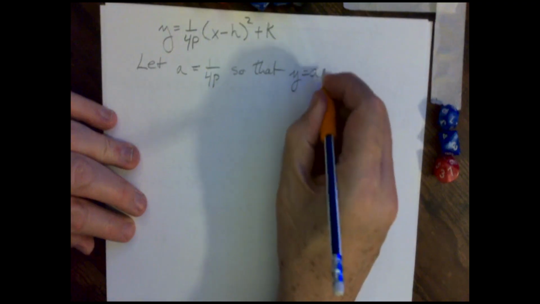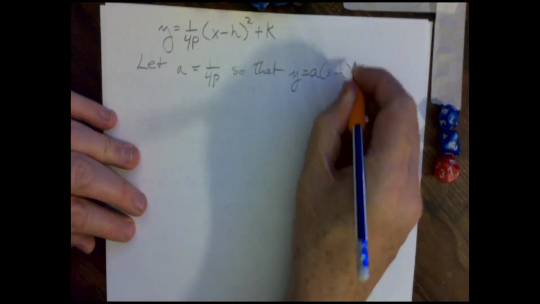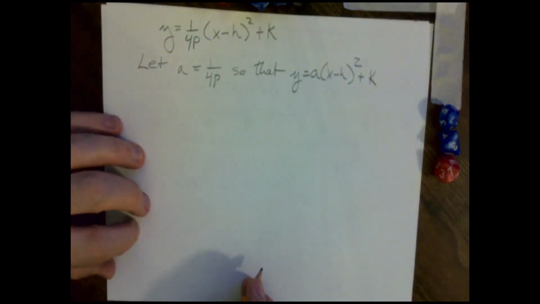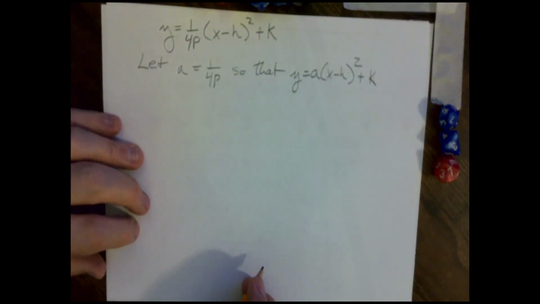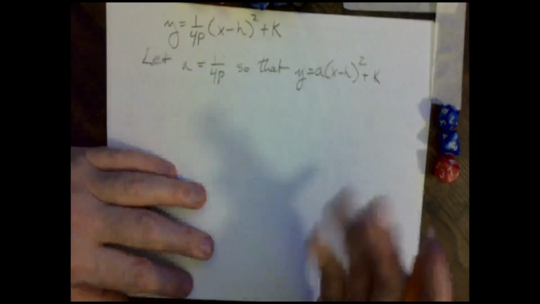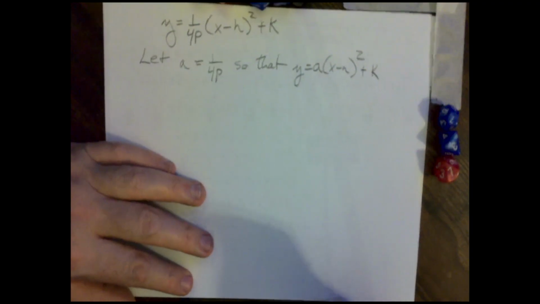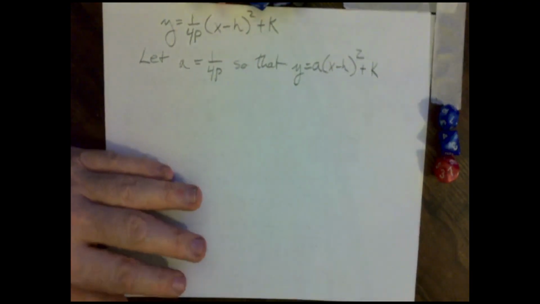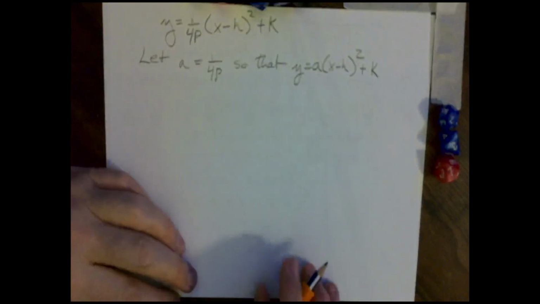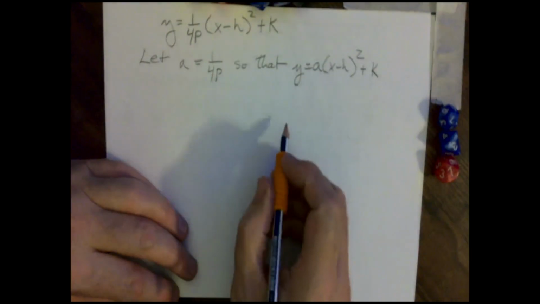So that y equals a times x minus h, that quantity squared, plus k. So we're massaging this to get it into the standard form, where it is in the nice little patterned order of a polynomial. Okay, so we did that just by letting a be that.